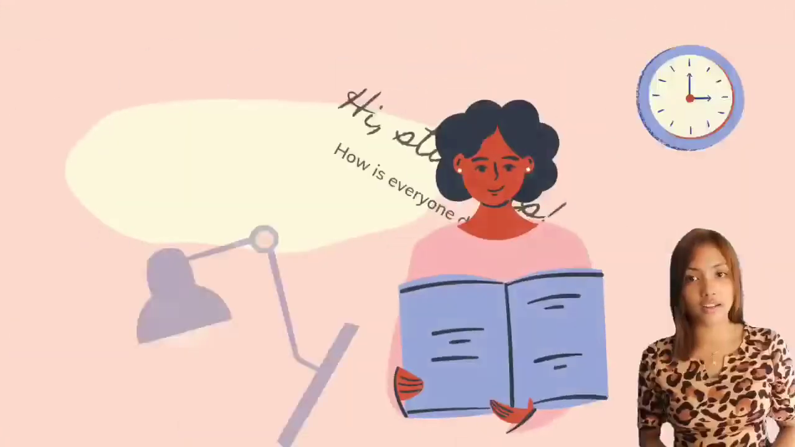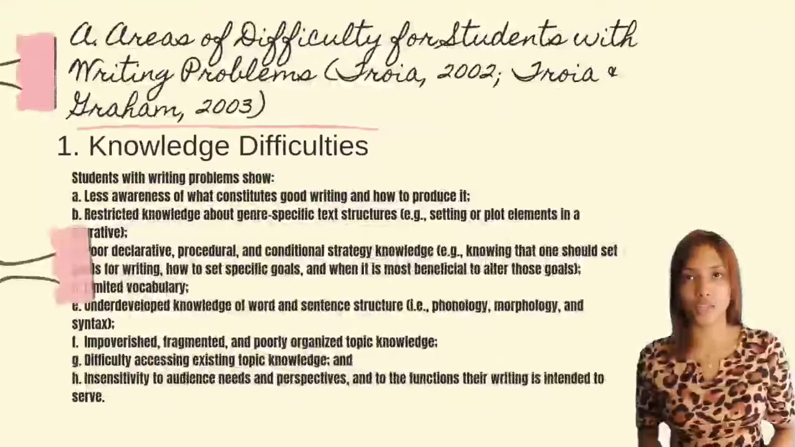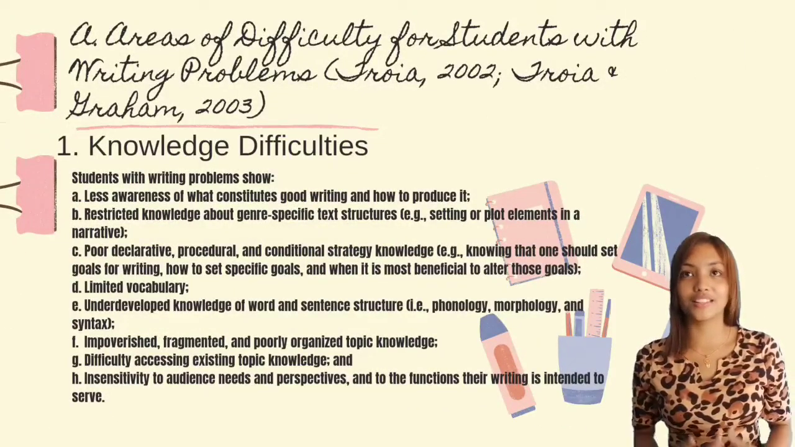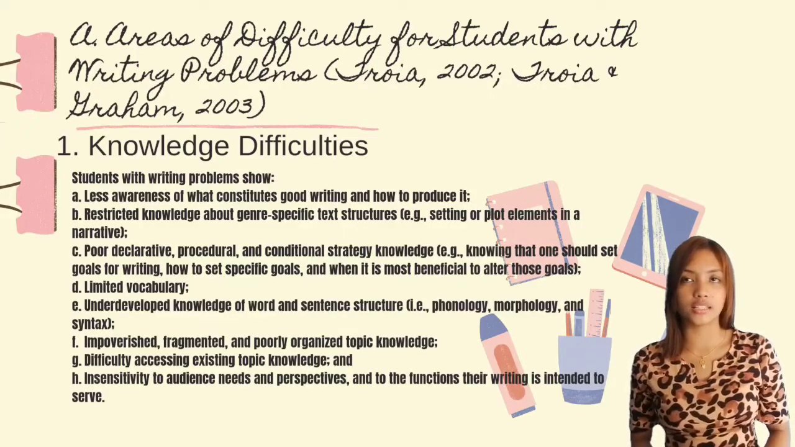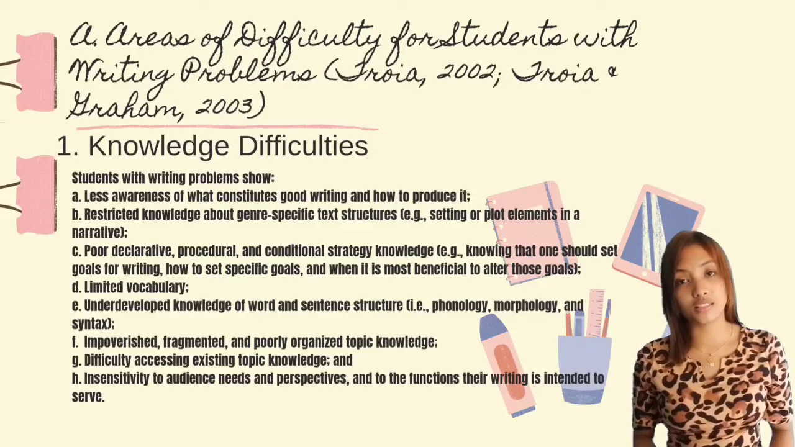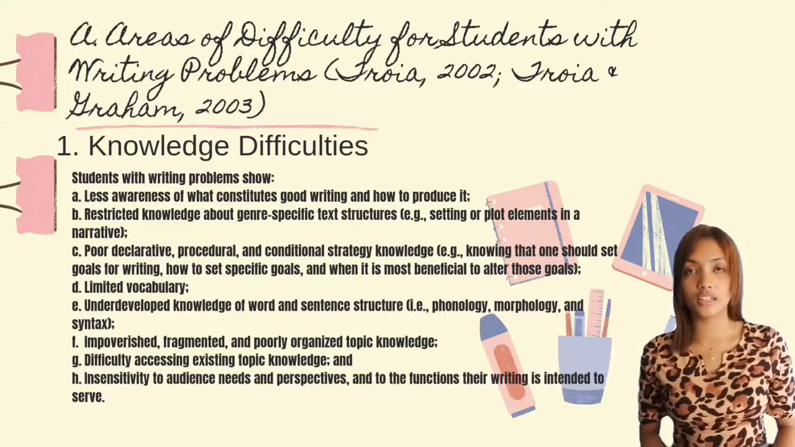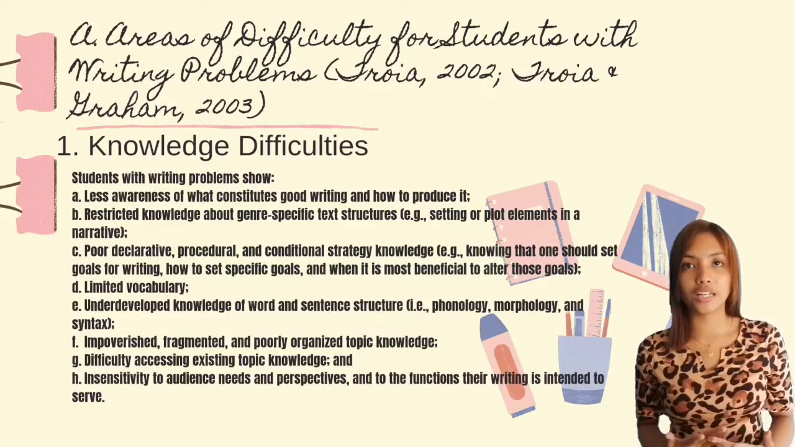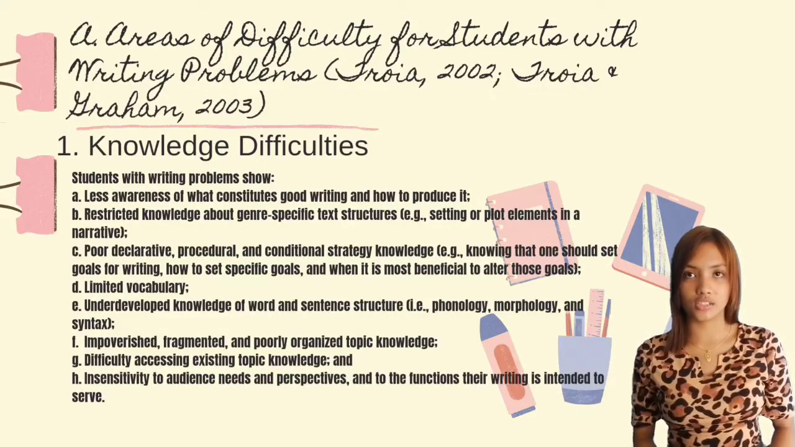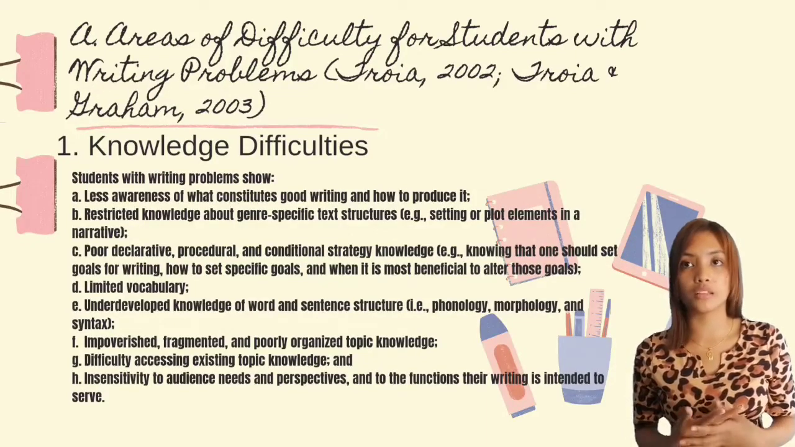So let's go now to the areas of difficulty identified by Troia and Graham, 2002 and 2003, where at first they labeled the knowledge difficulties. The first one is less awareness of what constitutes good writing and how to produce it. Students with this difficulty don't know how to use the right words and to say the right things. Second is restricted knowledge about genre-specific text structure. The third one is poor declarative, procedural, and conditional strategy knowledge. The fourth one is limited vocabulary, where a child cannot articulate their feelings and show it behaviorally.